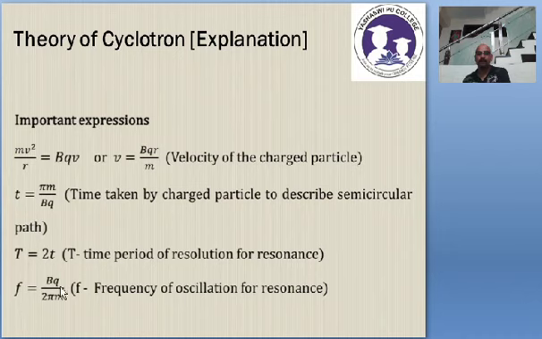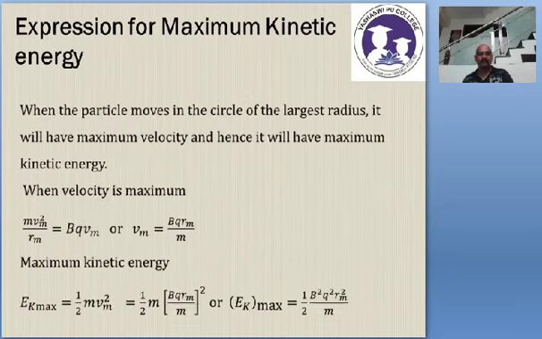F is equal to bq divided by 2 pi m. Think about this, and it is easy to understand. T is equal to 2t, where T is the time period of the oscillator, and this small t is the time taken by the charged particle to describe the semicircular path. Yes, it is a semicircular path. Okay, so that is one thing.